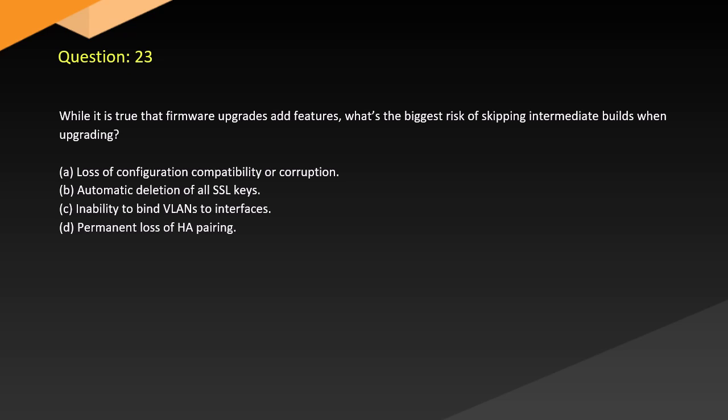Question 23. While it is true that firmware upgrades add features, what's the biggest risk of skipping intermediate builds when upgrading? A. Loss of configuration compatibility or corruption. B. Automatic deletion of all SSL keys. C. Inability to bind VLANs to interfaces. D. Permanent loss of hard pairing.